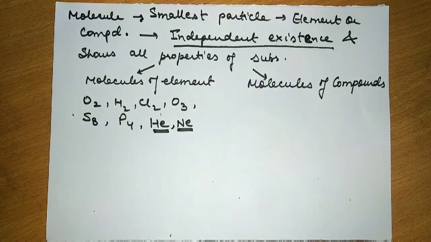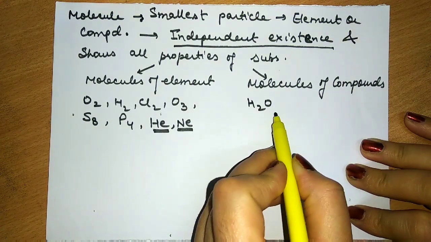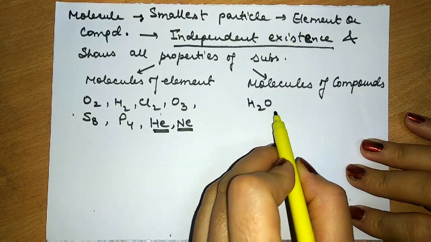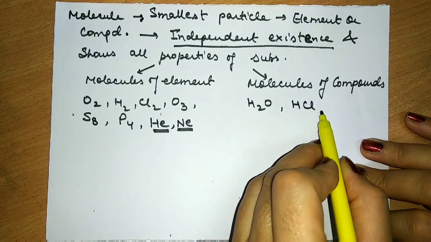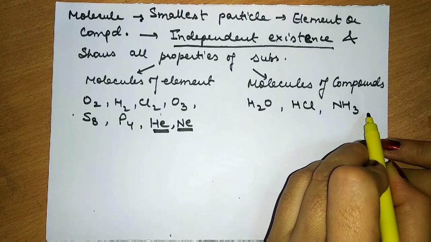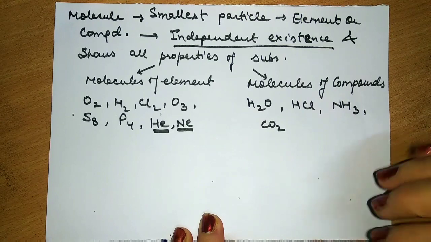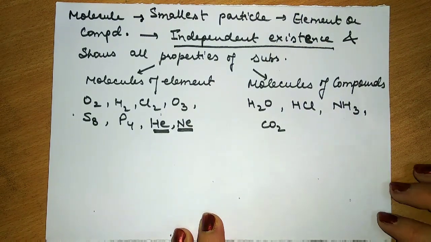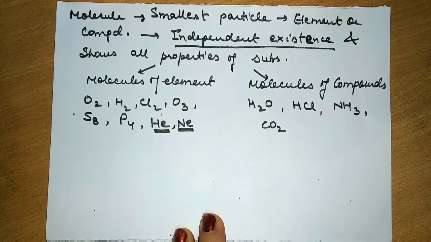Now we'll talk about molecules of compound. When I talk about molecule of compound, I say that it may have different elements like H2O, hydrogen and oxygen. How many atoms are there? 2 plus 1, 3. So it is triatomic. HCl, diatomic. 1 plus 1, 2. NH3. Total 4. Atomicity is 4. Tetraatomic. CO2. Triatomic, etc. So when we'll be having different elements in a molecule, we call it as molecule of compound. Same elements, we call it as molecule of element.